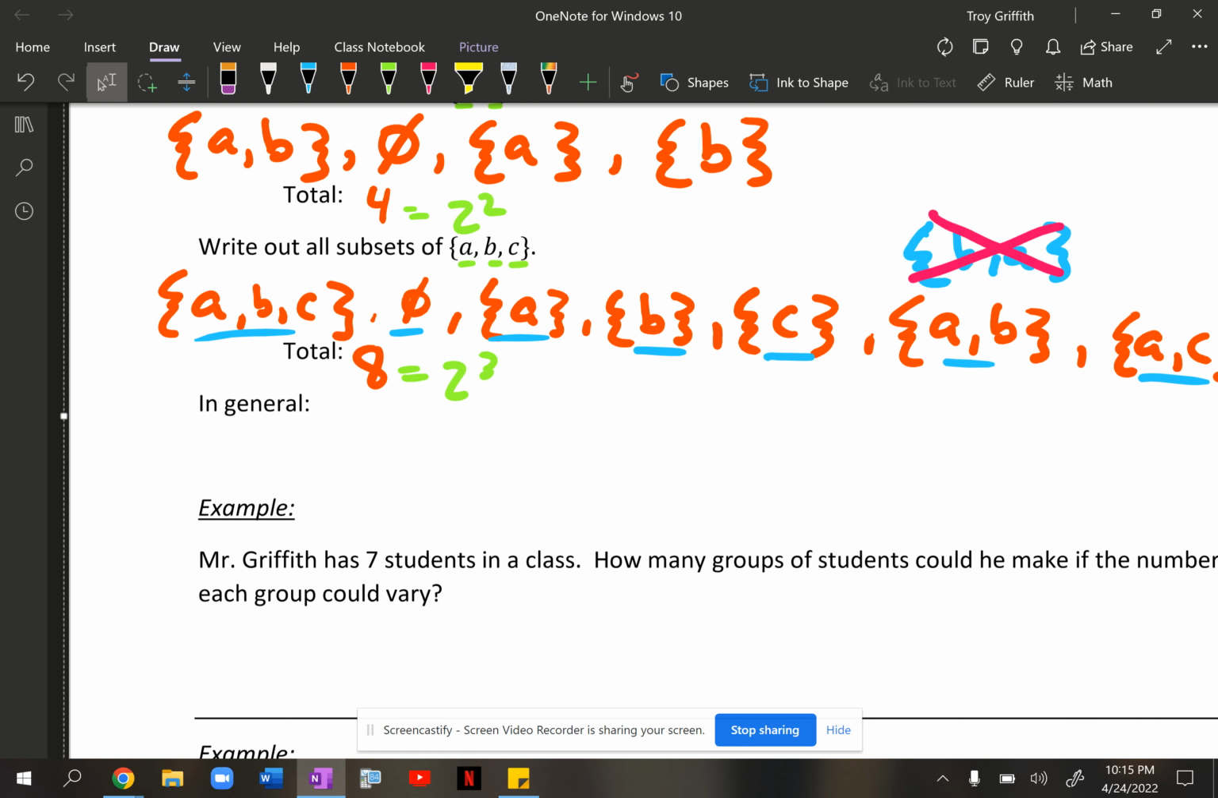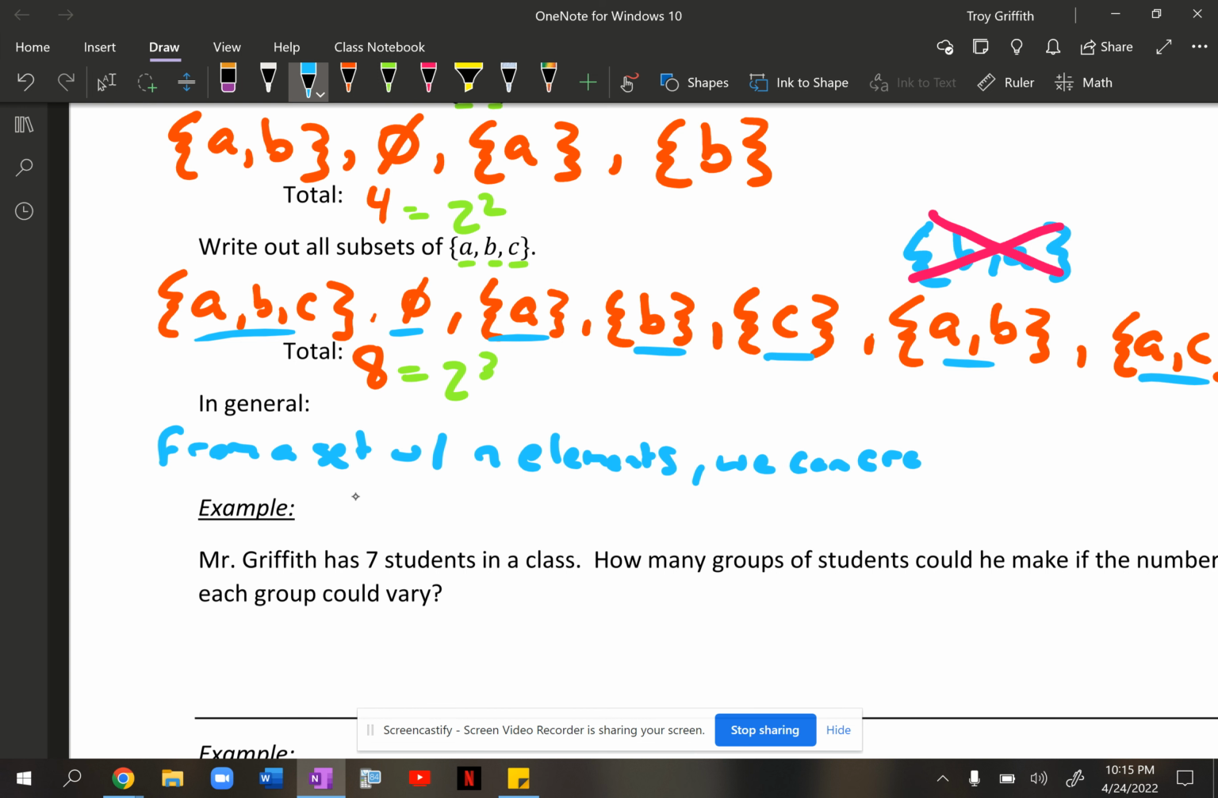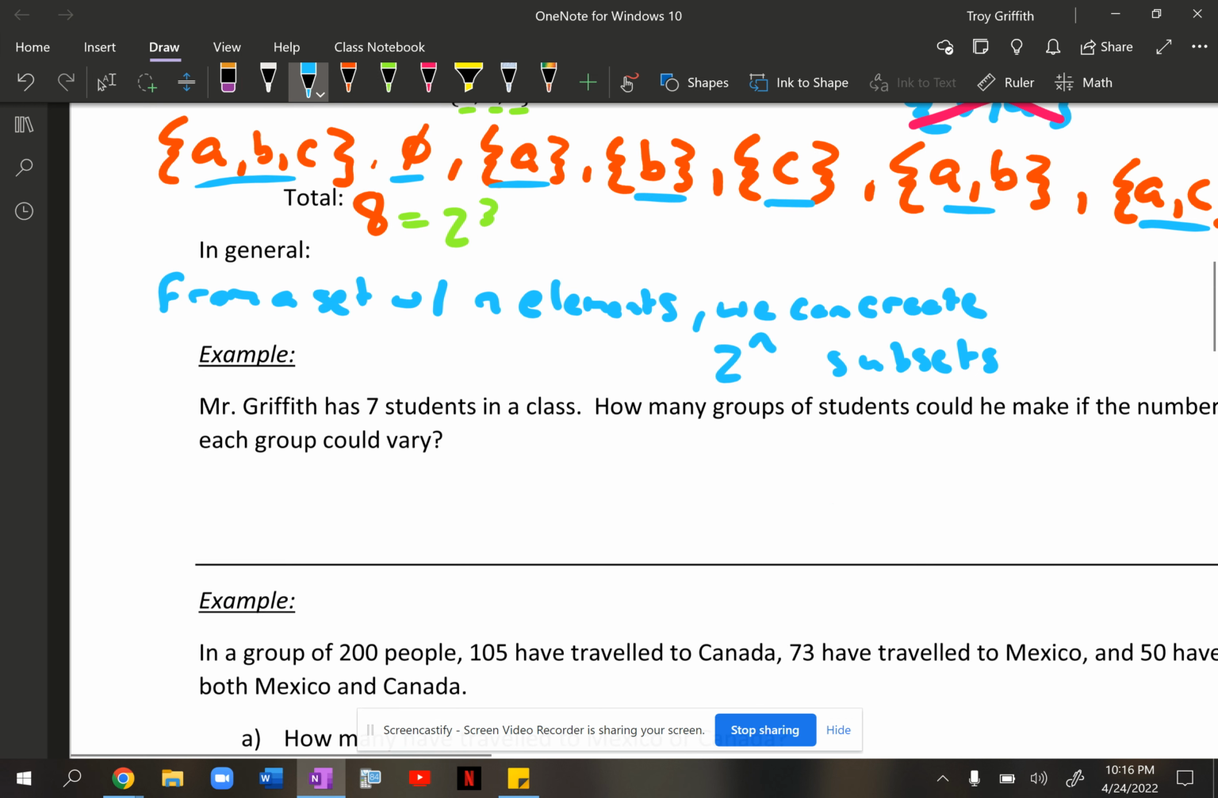So if we think about this, if we wanted to come up with a counting principle, we could say, in general, from a set with n elements, and again, elements are just however many things are in, or the items that are in the set. So from a set with n elements, we can create, you see a pattern coming up here, 2 to the n subsets. Again, if we wanted to figure out how many subsets we could make, we just looked at how many things were in the set, and we raised 2 to that power.